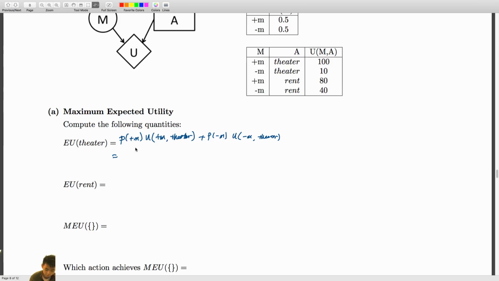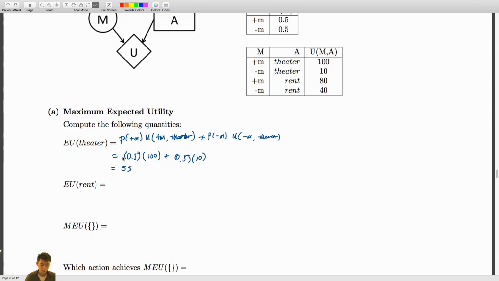So the probability that it's good is 0.5. The utility of it being good and seeing it in theaters is 100. And then the probability that it's bad is also 0.5, and the utility of that is 10. Okay, so overall this comes out to 55.